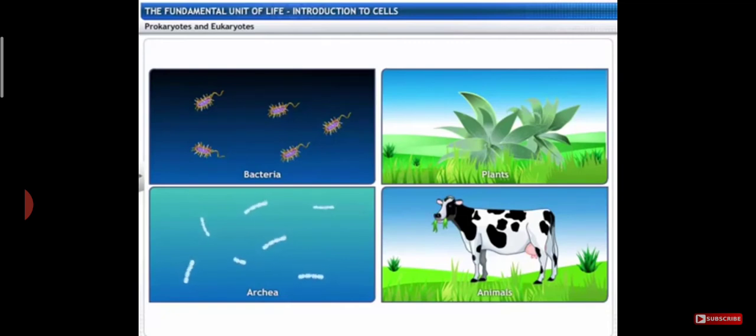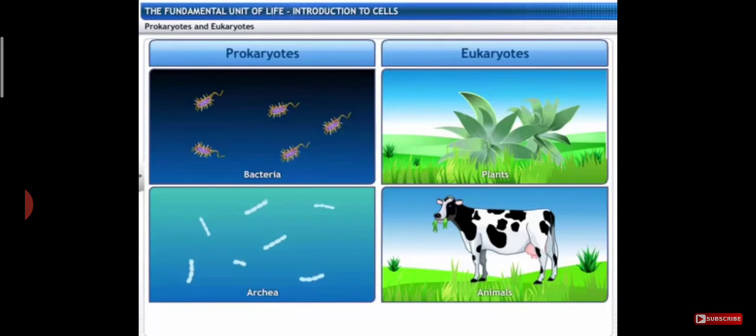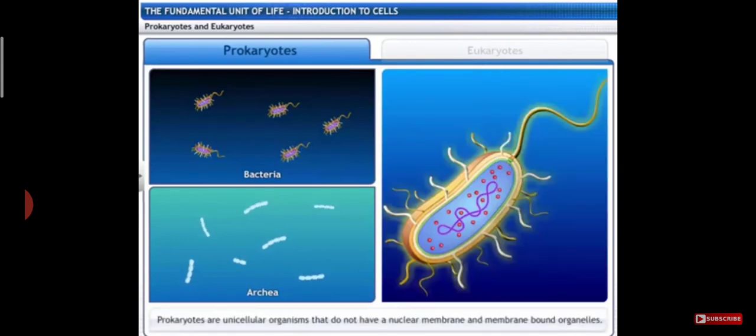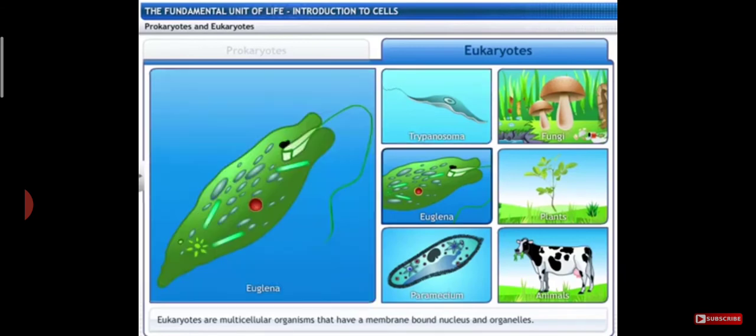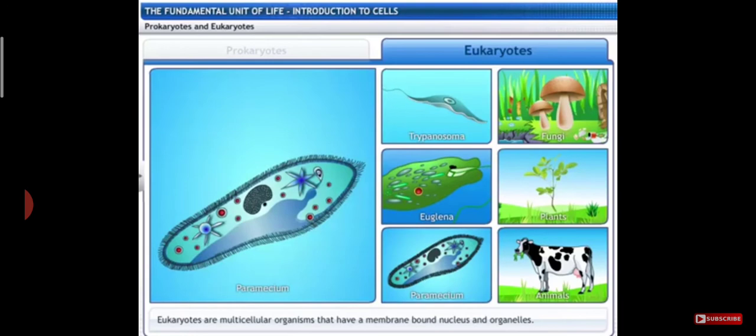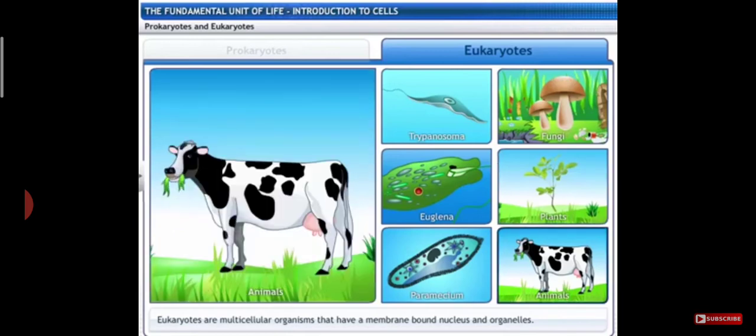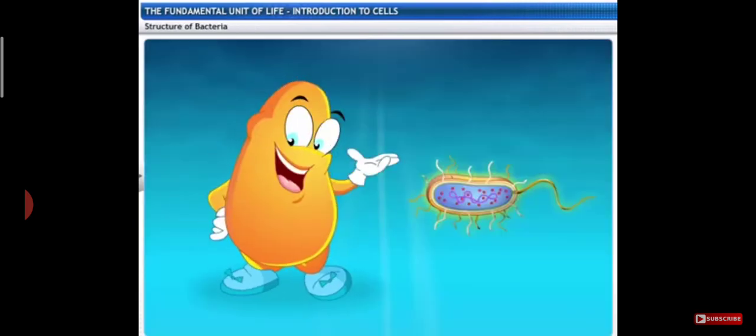Living organisms are also classified as prokaryotes and eukaryotes based on the organization of cellular structure. Prokaryotes are unicellular organisms that do not have a nuclear membrane and membrane-bound organelles. For example, bacteria and archaea. Eukaryotes are characterized by membrane-bound nucleus and organelles. Eukaryotes can be unicellular, such as trypanosoma, euglena, paramecium, or multicellular, such as fungi, plants, and animals. Here's a bacteria that is actually a prokaryote. Let's take a closer look at it.